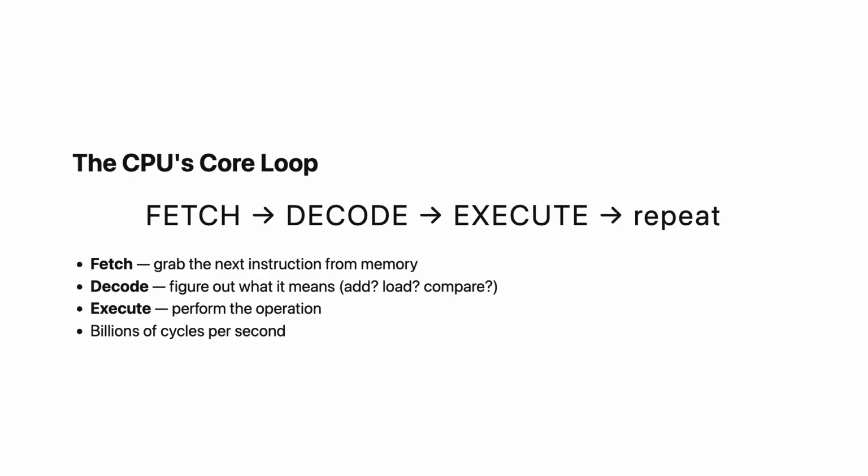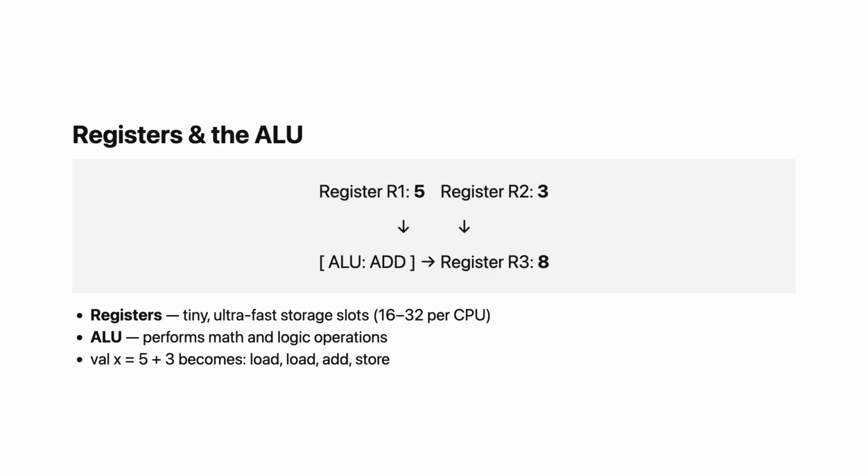Now let us zoom in on what is inside the CPU that makes the execute step work. There are two key pieces I want you to know about. First, registers. These are tiny storage slots built right into the processor. Think of them like a handful of sticky notes on your desk. You can scribble a number on one, glance at it instantly, and use it in your next calculation. Registers are the fastest memory your computer has, way faster than RAM, incomparably faster than disk. But there are very few of them, typically 16 to 32 on a modern processor.